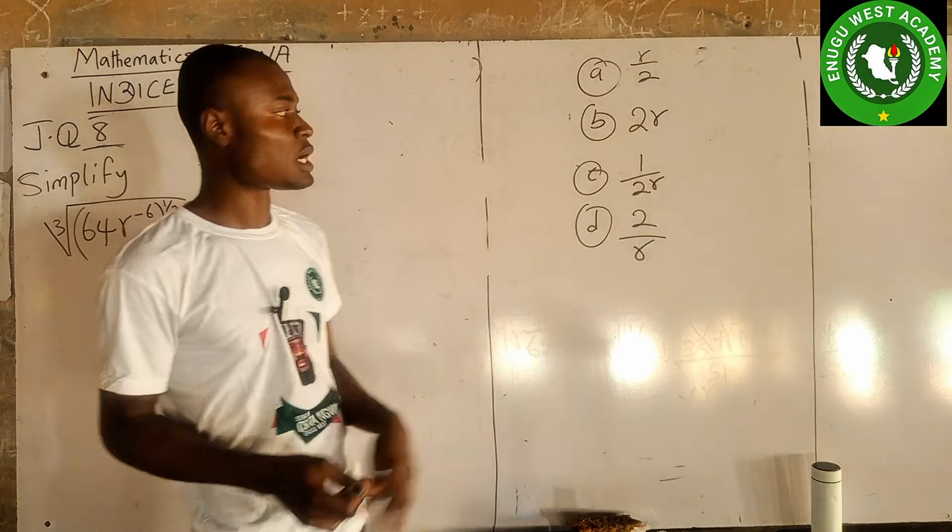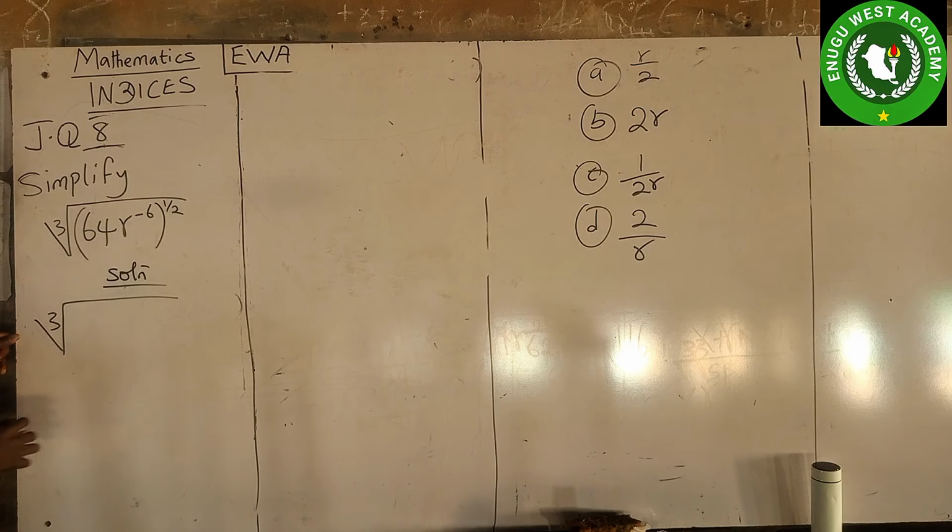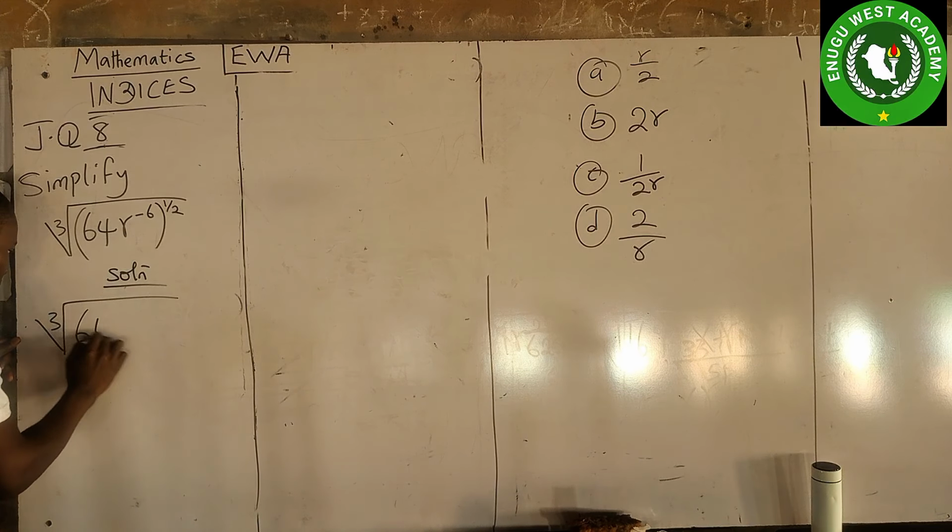Now we notice we have 1 over 2. Remember what I told you about the product power law. You need to open the bracket and share everything to them. So we're going to have cube root. Now, cube root of what? 64. Once you open the bracket, this 1 over 2 will come here. 1 over 2. I believe we all remember.